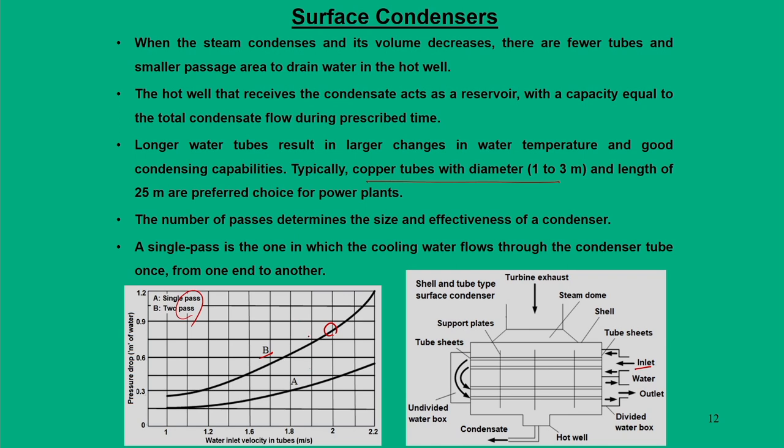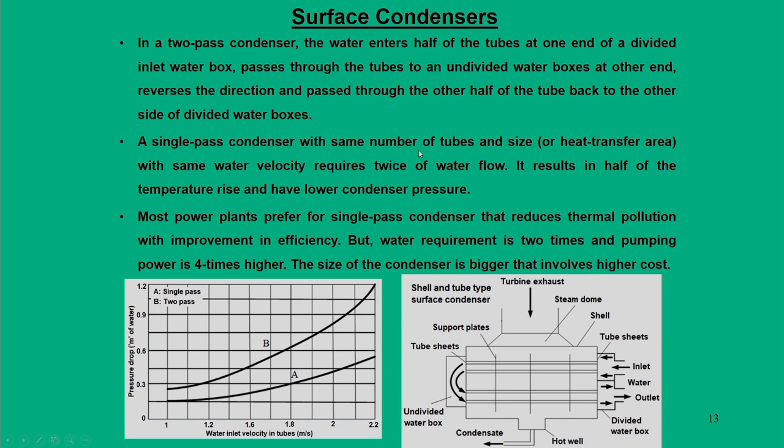Second thing is that when you increase the number of passes, we end up having higher pressure drop. That means higher pressure drop means more effectiveness of the condenser, and through this process the condenser size also gets reduced. In other words, a single pass condenser will have a larger size than that of a two pass condenser. A single pass condenser with the same number of tubes and size, with the same water velocity, requires twice the water flow. So, it results in half of the temperature rise and half lower condenser pressures.